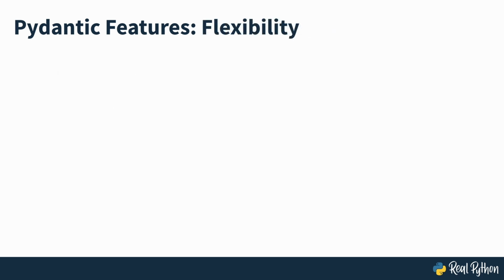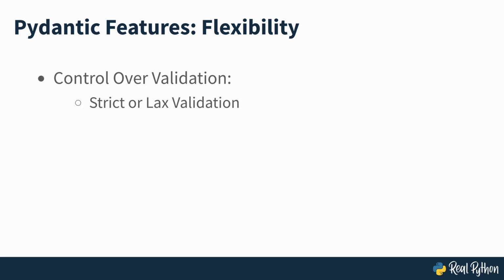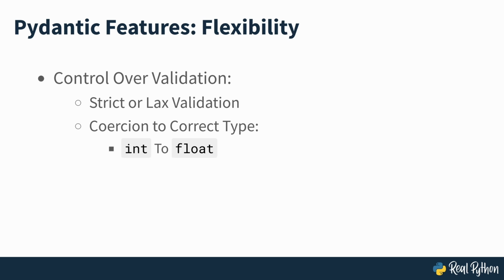Flexibility. Pydantic gives you control over how strict or lax you want to be when validating your data. In some cases, you might want to coerce incoming data to the correct type. For example, you could accept data that's intended to be a float, but is received as an integer. In other cases, you might want to strictly enforce the data types you're receiving. Pydantic lets you do either.